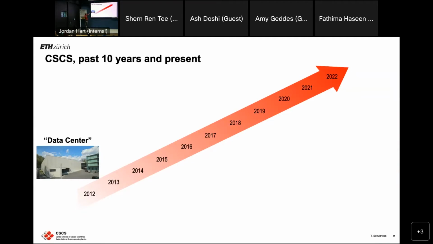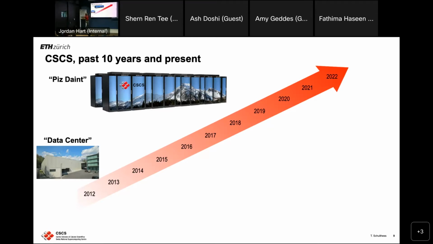In 2012, we moved into a new building, and I know you have created a new building. I was here last 10 years ago, in 2012, so a lot must have happened in the last 10 years. So we started with a new building in 2012.